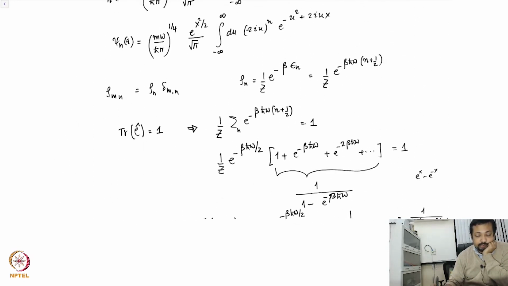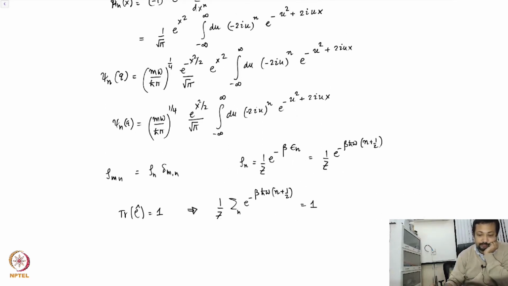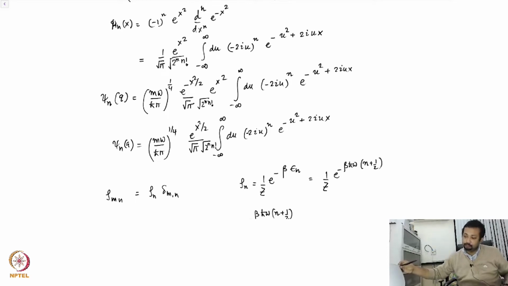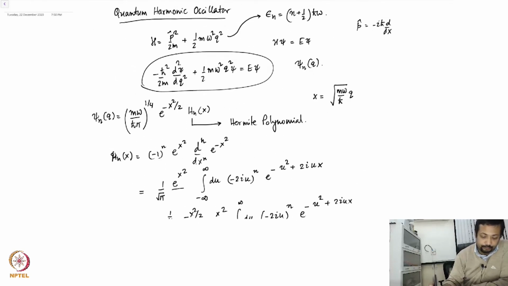Let me see whether here I have missed out a factor that one should include. Where is that? Yeah, there has to be a 2 to the power n and n factorial with a square root. There has to be a square root of 2 to the power n factorial. This is the thing which I have missed. Not in h and x, but in psi n of x. So in psi n of q, yeah, here it has to be square root n factorial, and this comes from the normalization of this wave function.